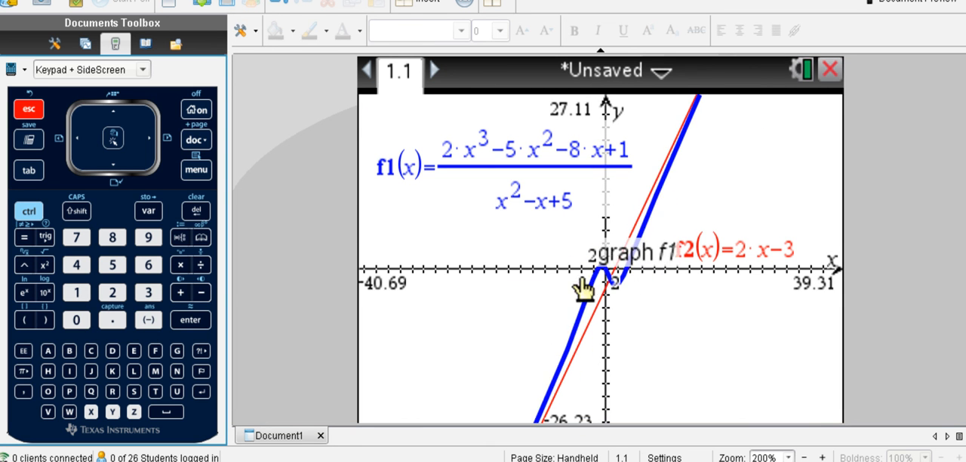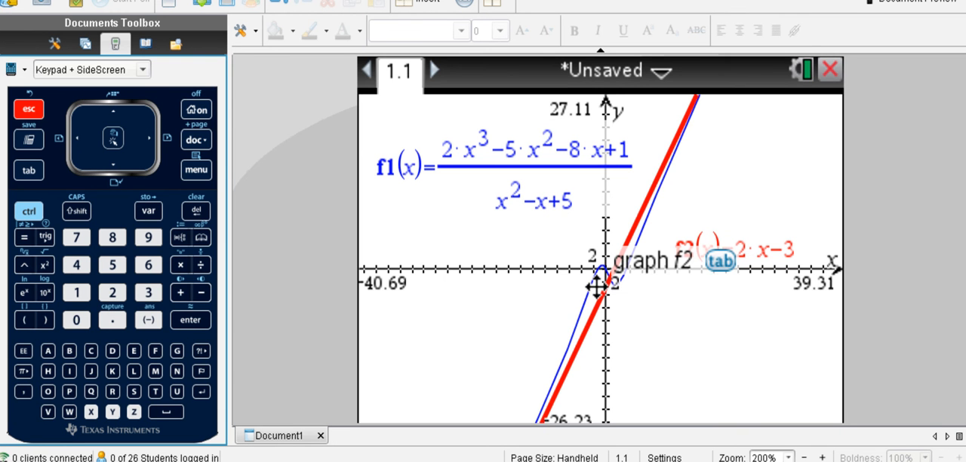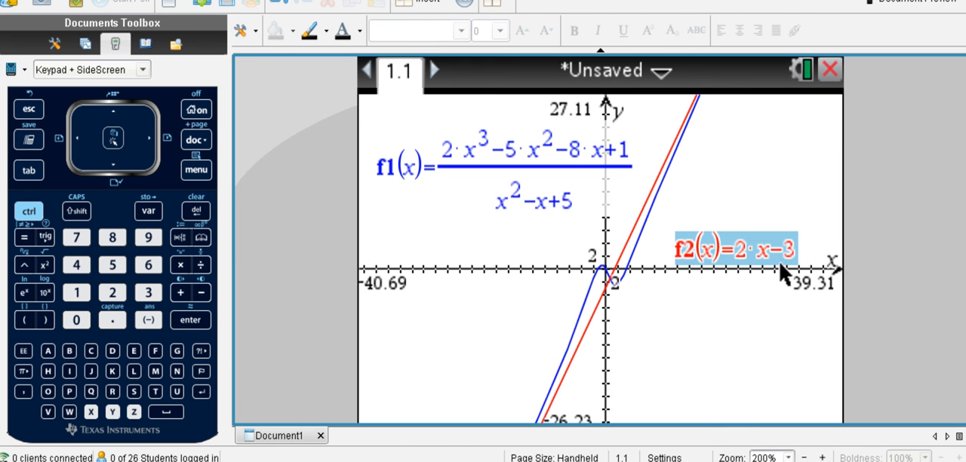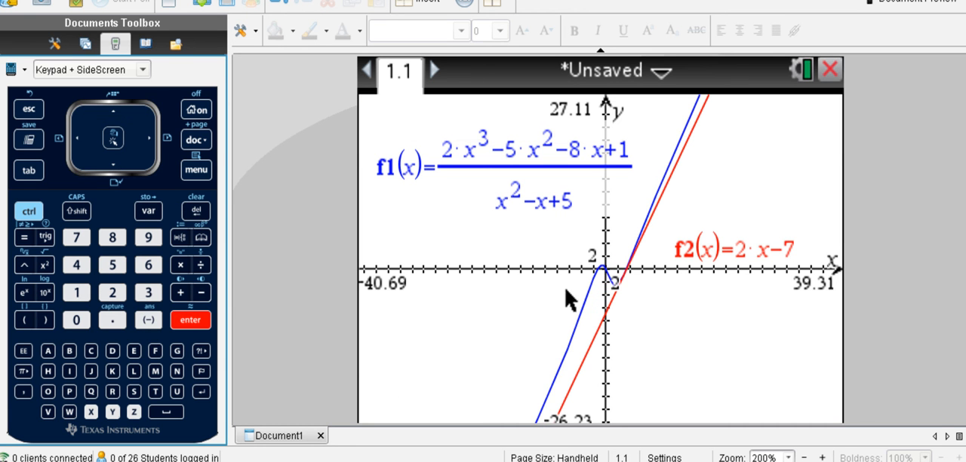If you tried any of the other answer choices, for example, if you chose F, F would have the same slope as the red line. The slope would stay the same, but all that would happen is this negative 3 would be changed to a negative 7, which means its y-intercept would be lower. So if I change this real quick, you'll see why it's wrong. See how this does not follow on both sides? It's just been shifted down. So the correct answer was 2x minus 3.